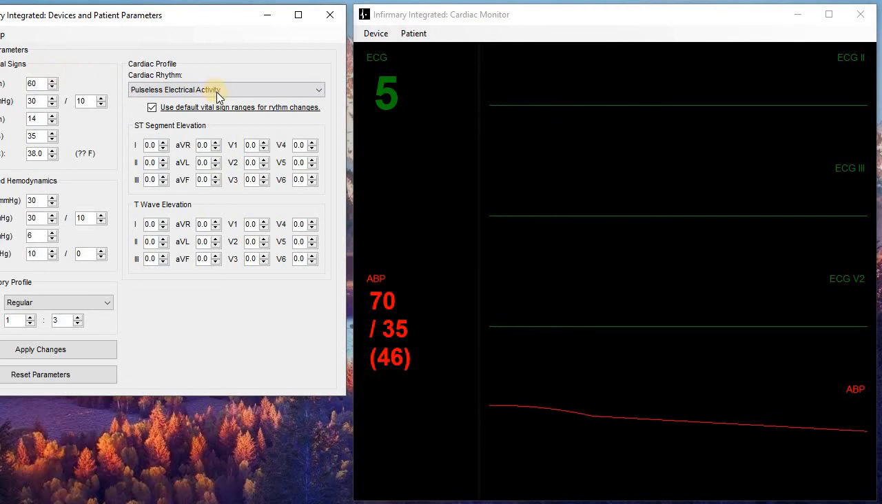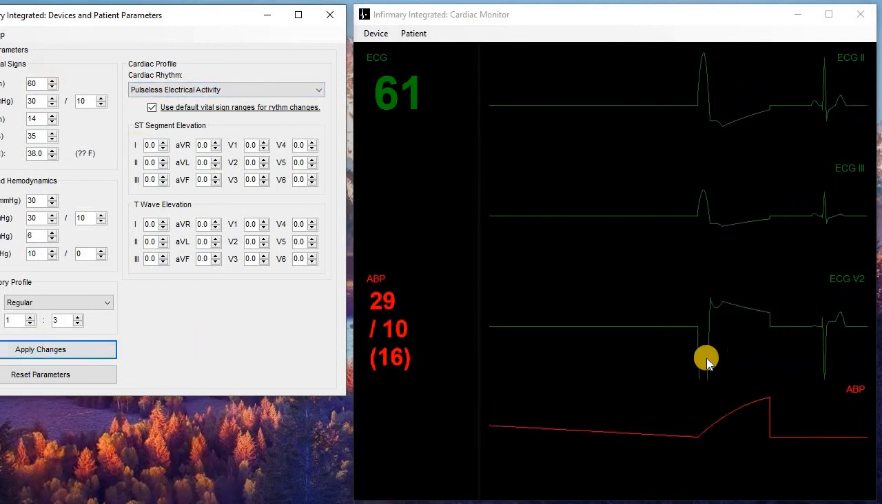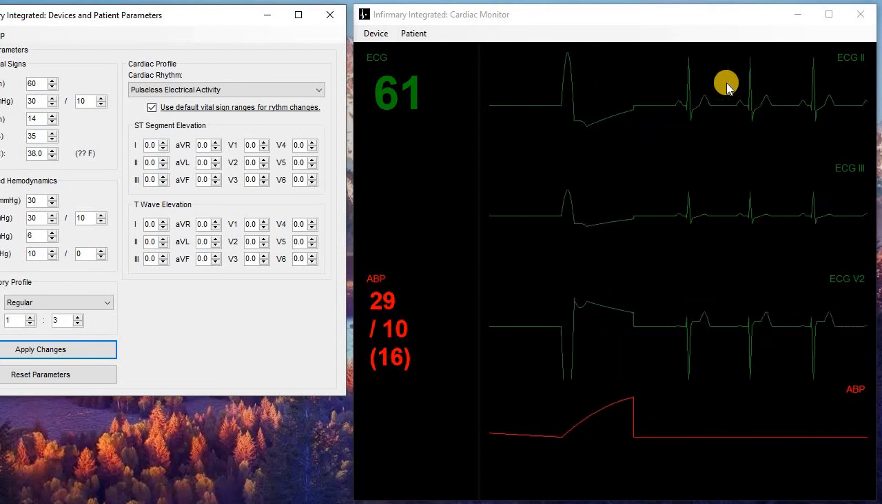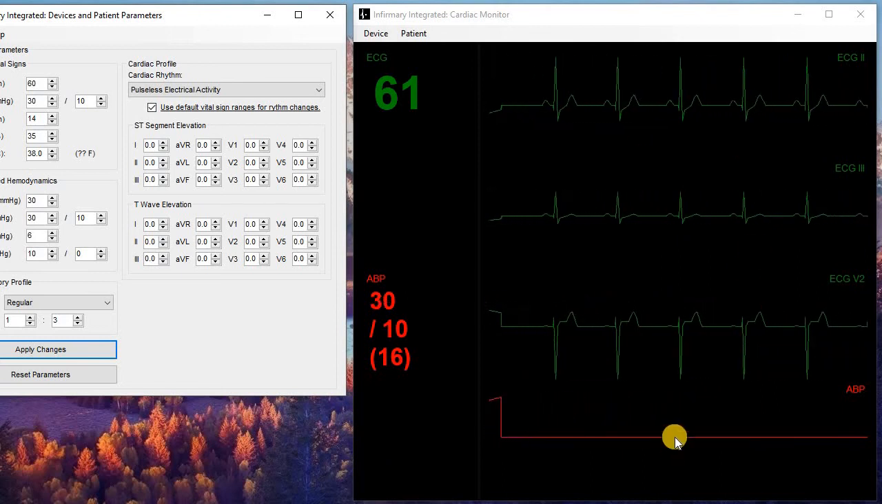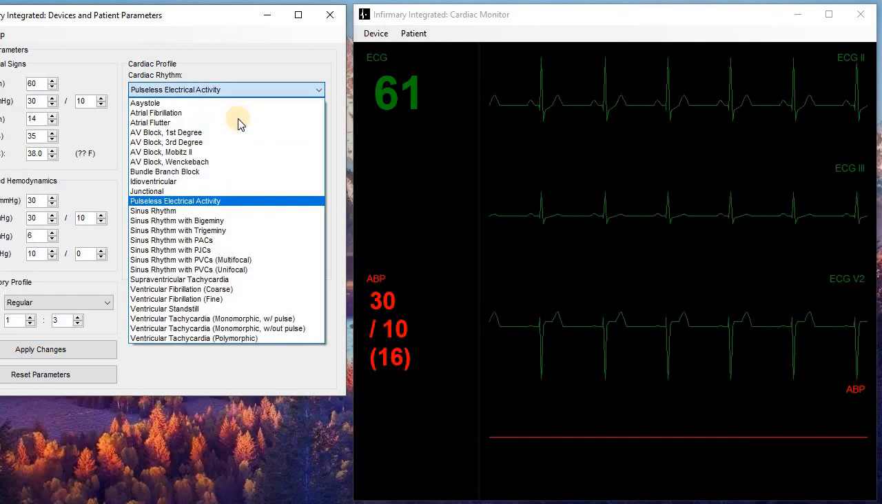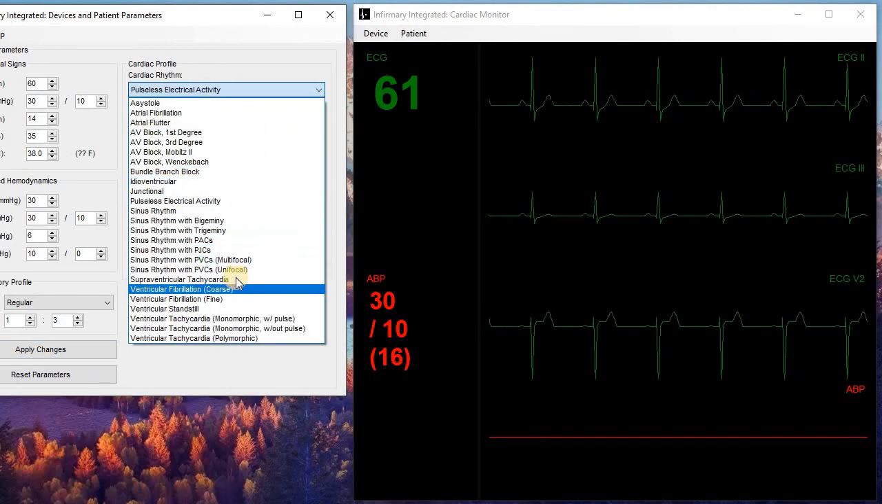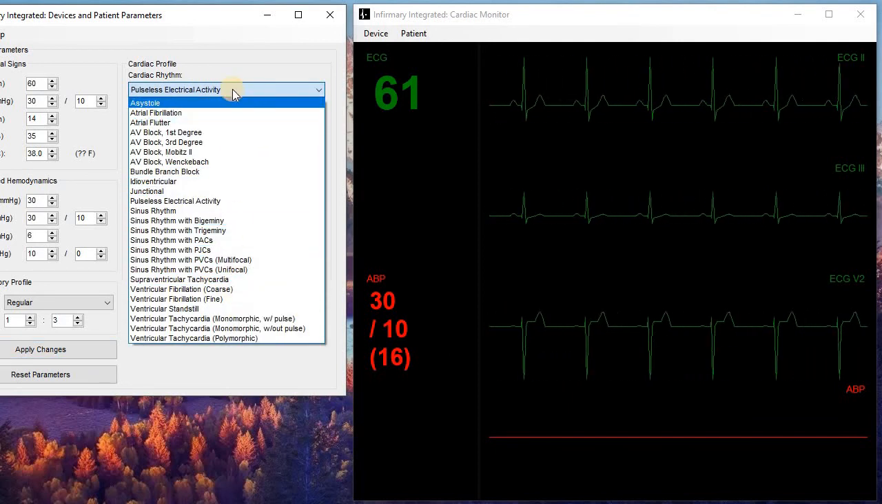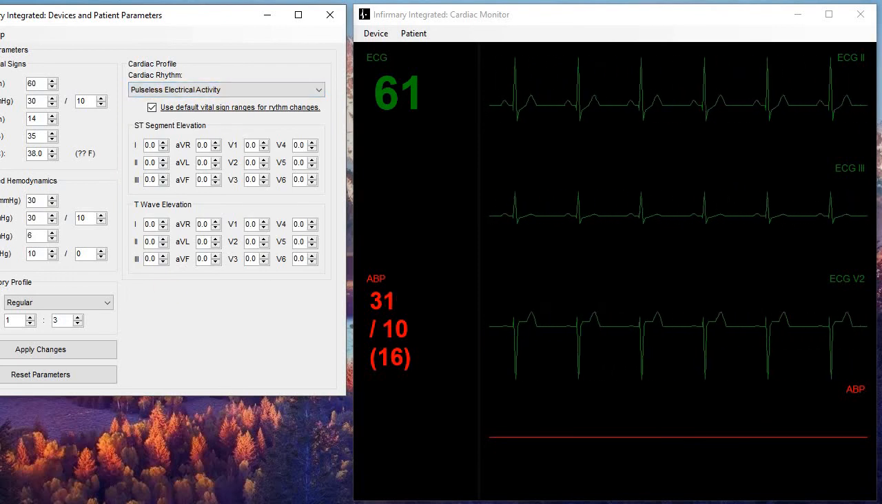If we wanted to step back, we could show pulseless electrical activity, another lethal rhythm, which is essentially normal sinus rhythm with no pulse, as it's modeled in Infirmary Integrated. And I think that went through just about every rhythm, and I hope you enjoyed it. Thanks for sticking with me.